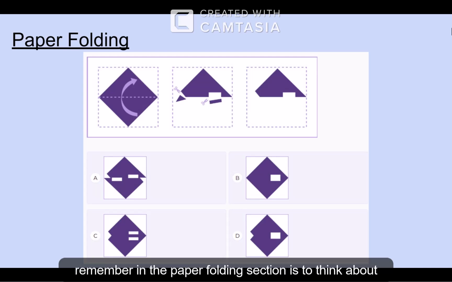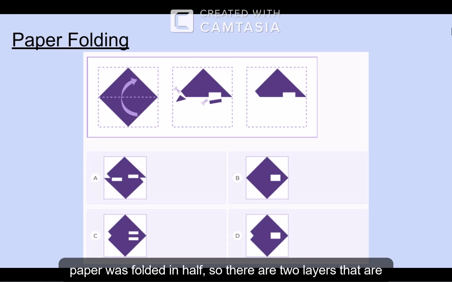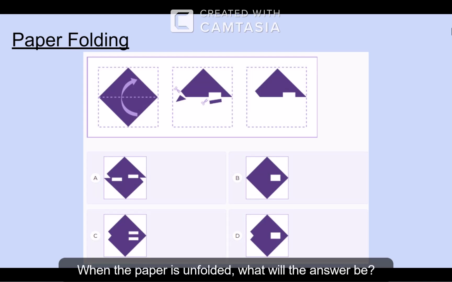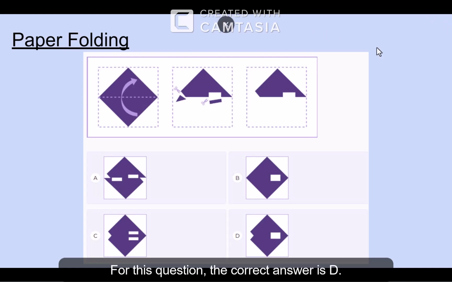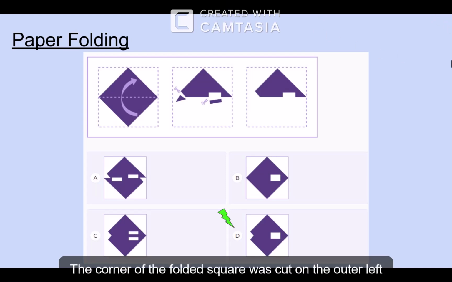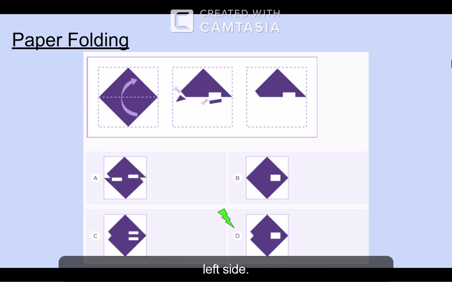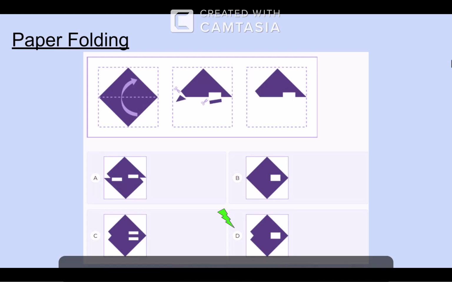The important thing to remember in the paper folding section is to think about how many layers of the paper are being cut through. The paper was folded in half, so there are 2 layers that are being cut. When the paper is unfolded, what will the answer be? For this question, the correct answer is D. The corner of the folded square was cut on the outer left side, so the edge of the square will be cut on the outer left side. The rectangle was cut on the right, so the new, bigger rectangle will be on the right side of the paper. Let's look at another example.